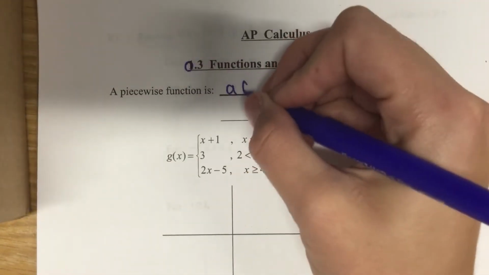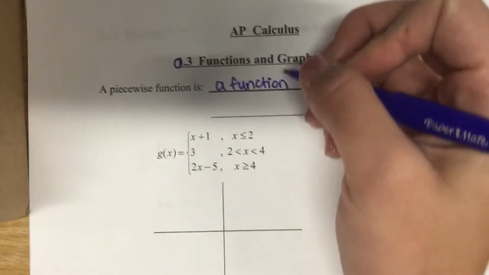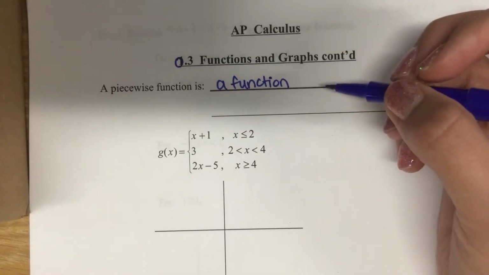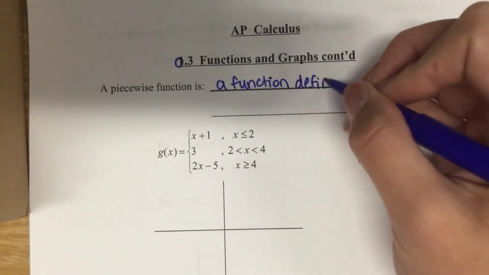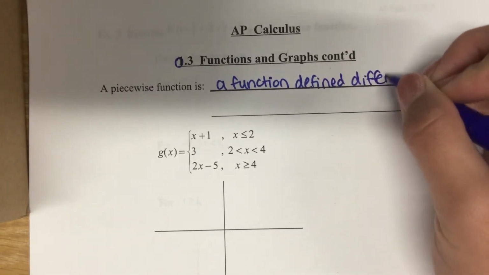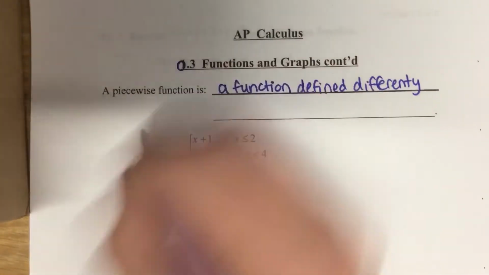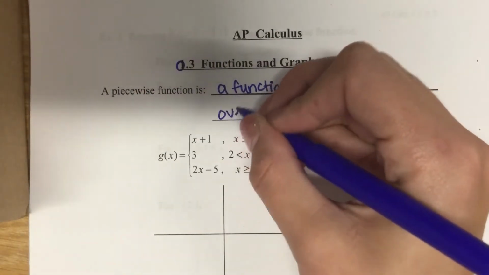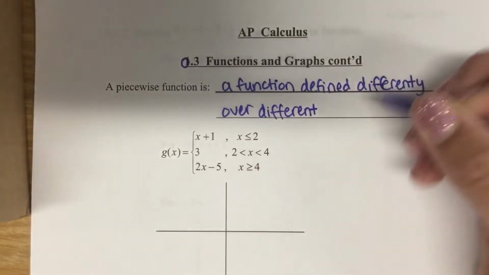So that's a function. Remember, a function means every x value has its own y, and no x's are repeated. A piecewise function is a function defined differently over different parts of its domain. So it's split into pieces, hence the name piecewise. And remember, domain being all of its x values.